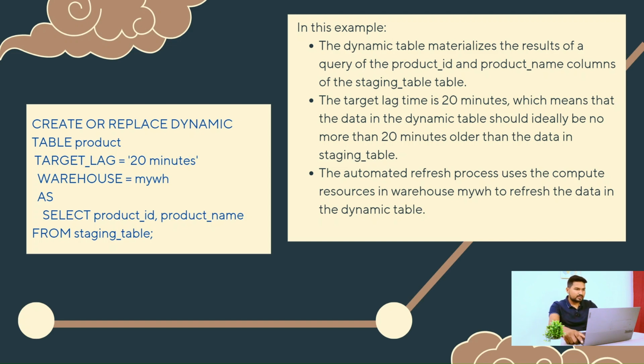So here we have selected product ID and product name from our base table. As you can see here, the dynamic table materializes the result of a query of the product ID and product name columns of the staging table data.